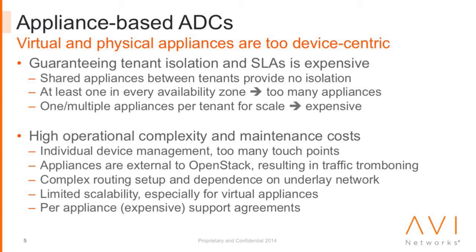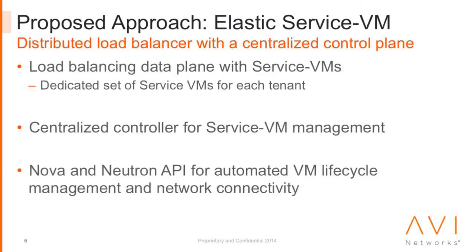And overall, this basically has limited scalability and also a very high cost, because if you have a lot of appliances, then you need to get device-per-device support agreements and so on. So in contrast to these approaches, either hypervisor-based, hypervisor process-based, or appliance-based, what we propose is an elastic service VM-based architecture. So what we propose is a distributed load balancer with a centralized control plane.